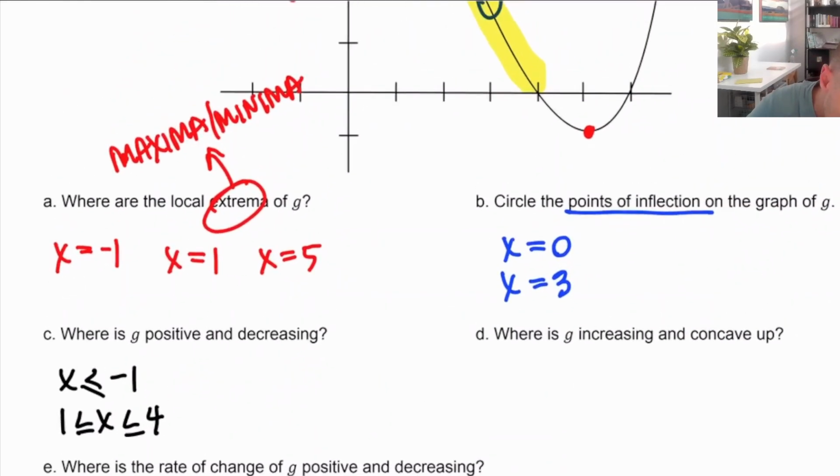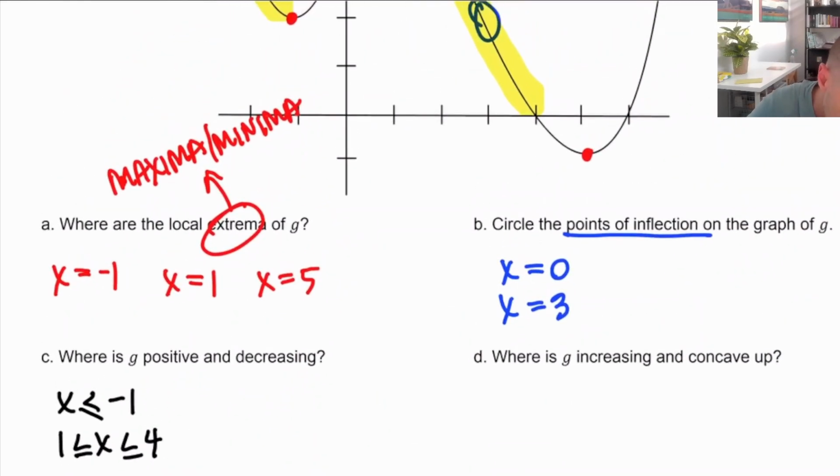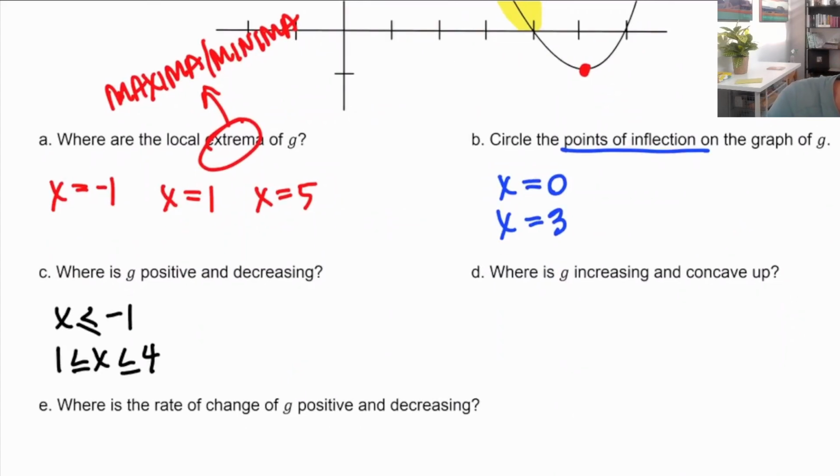All right, where's g both increasing and concave up? So that's going to be increasing while smiling. And I am going to draw a picture of what I'm looking for before I go looking for it. So it's increasing while smiling. So that would be about like that.